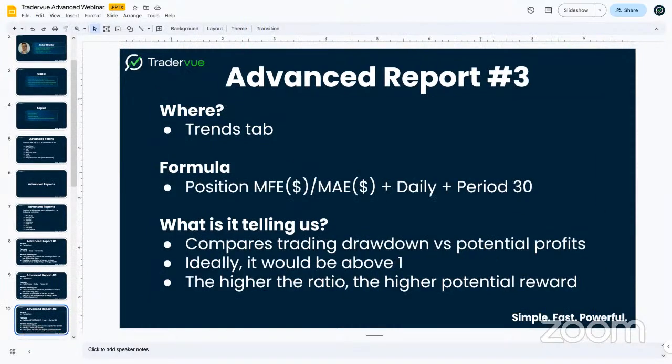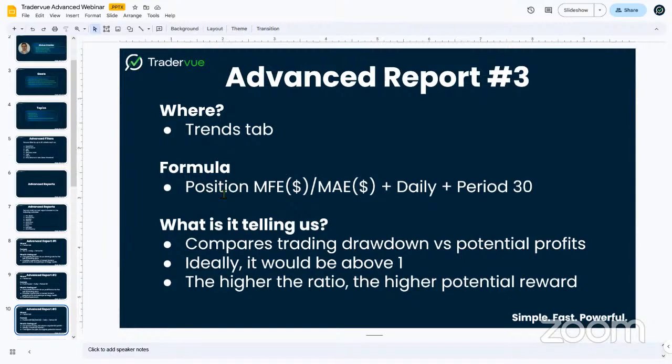Then we have advanced report number 3. Again, the trends tab. Now we're going to take a look at something a little bit more complex. It's position MFE, maximum favorable excursion, versus maximum adverse excursion. What is it telling us? It basically compares trading drawdown versus potential profit. So basically how much the position went against me, and also how much in my favor did it go, if that makes any sense.